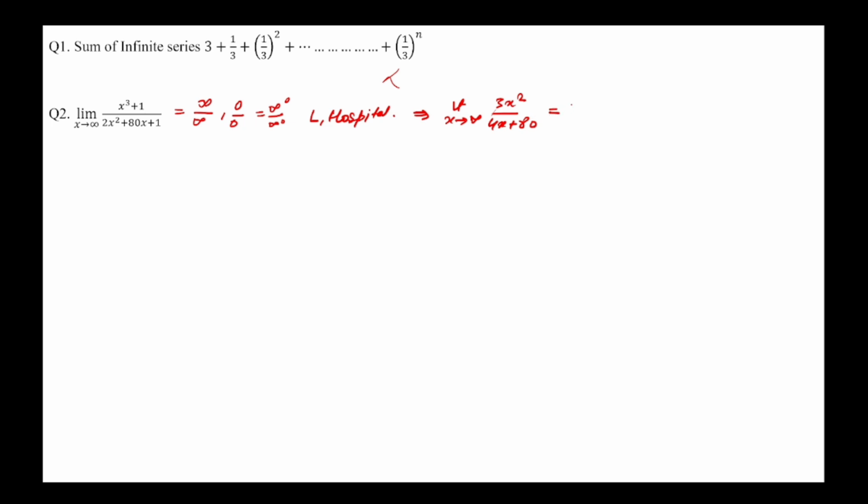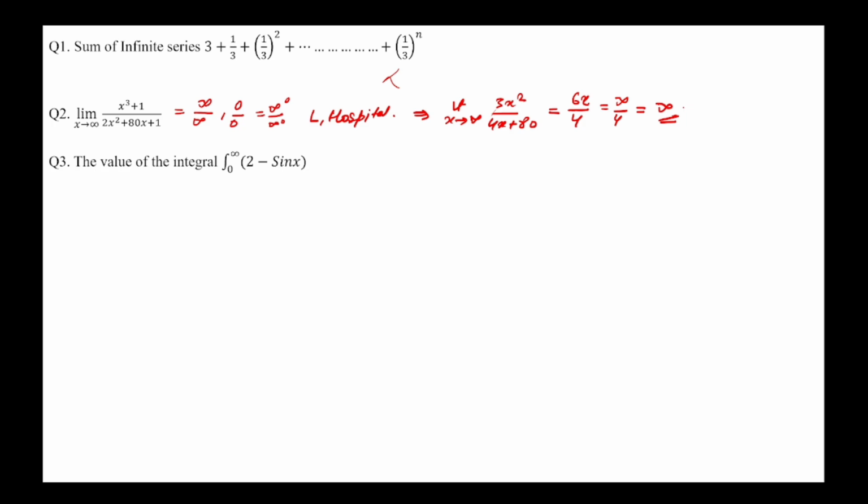So we will further differentiate the numerator and denominator. It will give 6x upon 4. Now, if I put x equal to infinity, then it will give the form infinity by 4. So the answer is infinity.